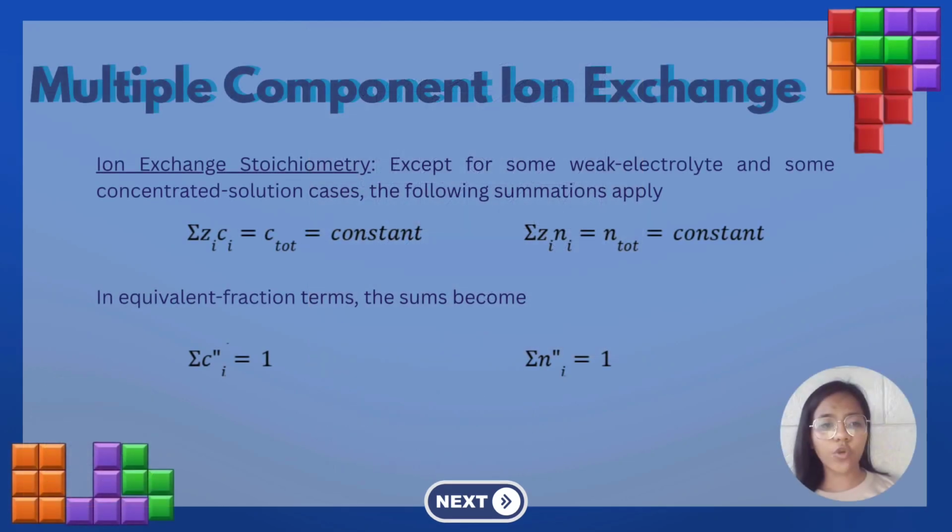Now, let us go to multiple component ion exchange. First, let us define ion exchange stoichiometry. Except for some weak electrolyte and some concentrated solution cases, the following summations apply. Note that when more than one adsorbed species or more than two ion exchange species interact in some manner, equilibrium becomes more complicated. Usually, thermodynamics provides a sound basis for prediction.